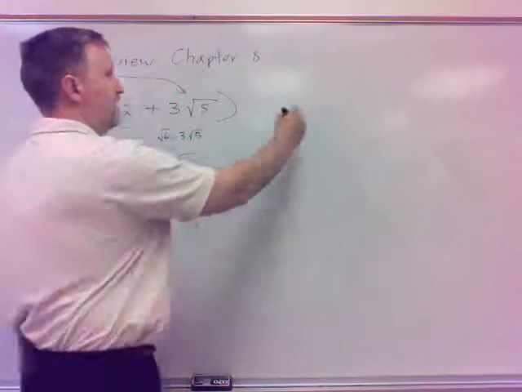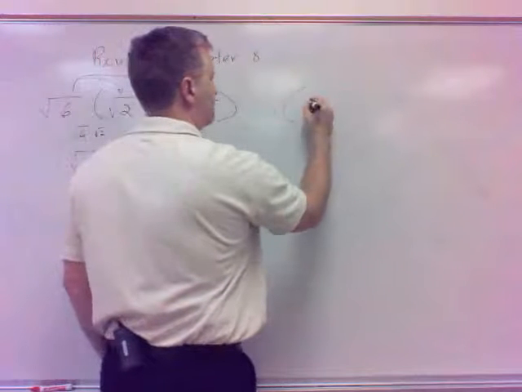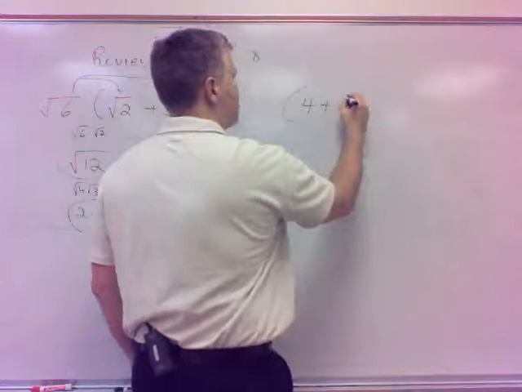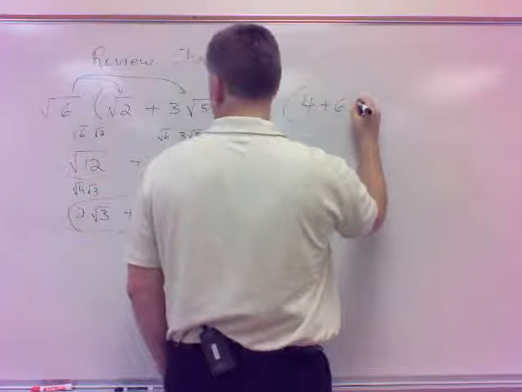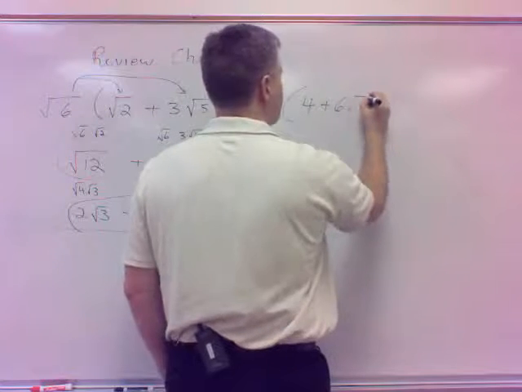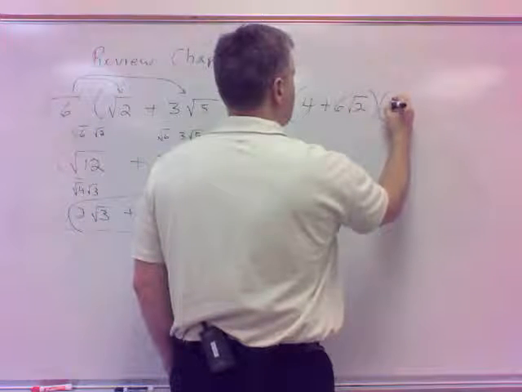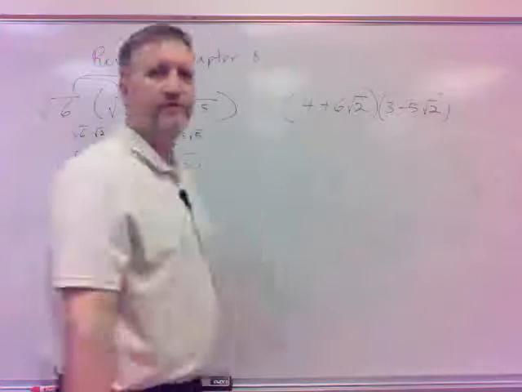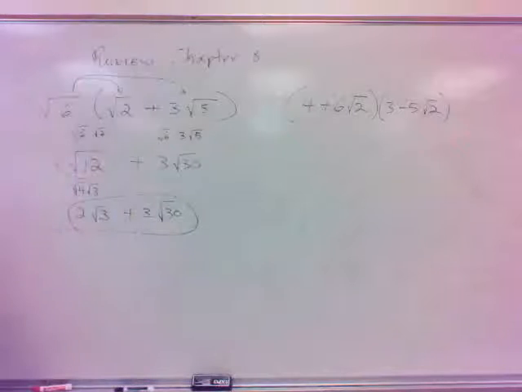And of course we've got, say, 4 plus 6 square root of 2 and 3 minus 5 square root of 2. Multiply those together. Well, that's like we've always done. That's FOIL, isn't it?